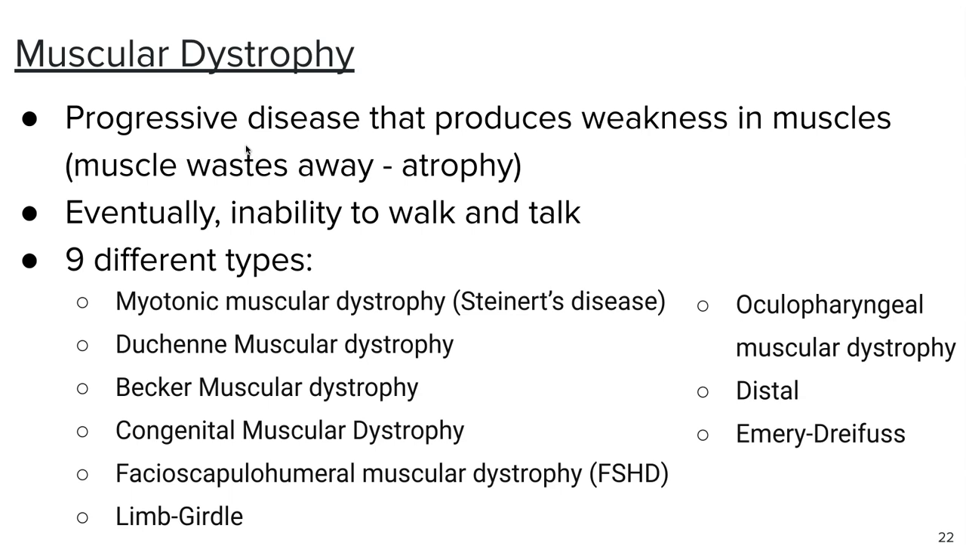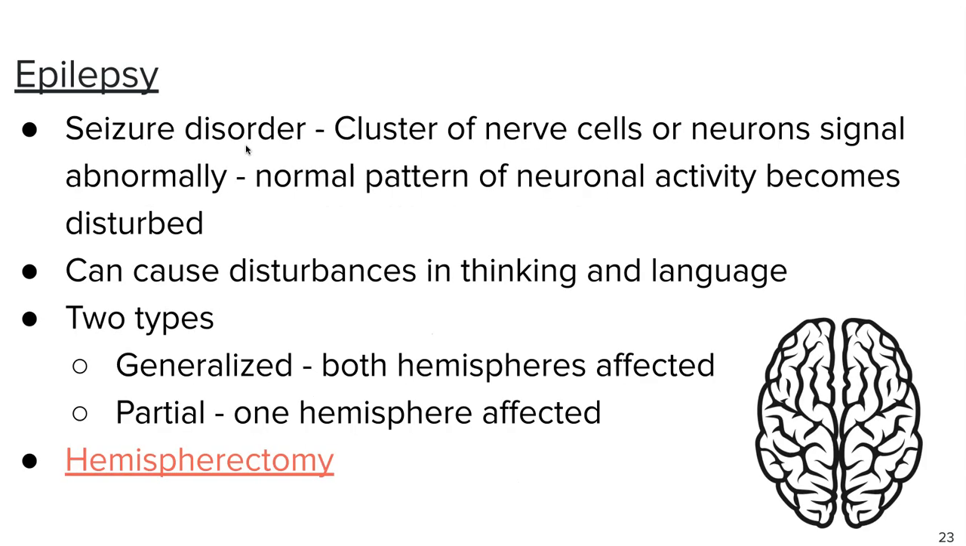There's also muscular dystrophy. This is a progressive disease that produces weakness in muscles. So children are going to get weaker and weaker, eventually with an inability to walk, to talk, and to swallow. There are 9 different types, so you don't have to know the different types. It's just important to know that this is a progressive disorder. It's going to get more severe in time. So it's important to take that into consideration when we're doing therapy with these kids.